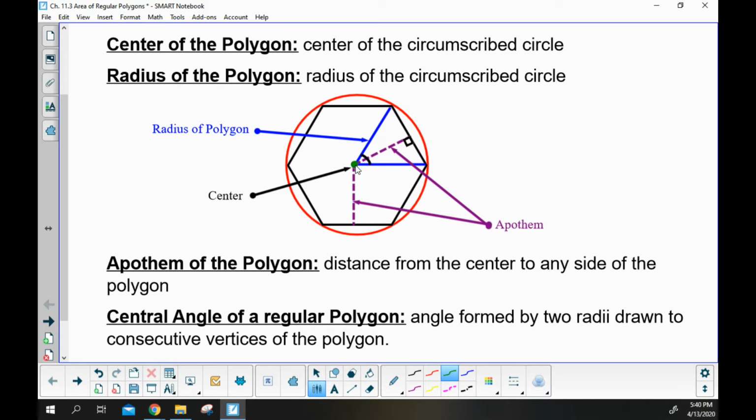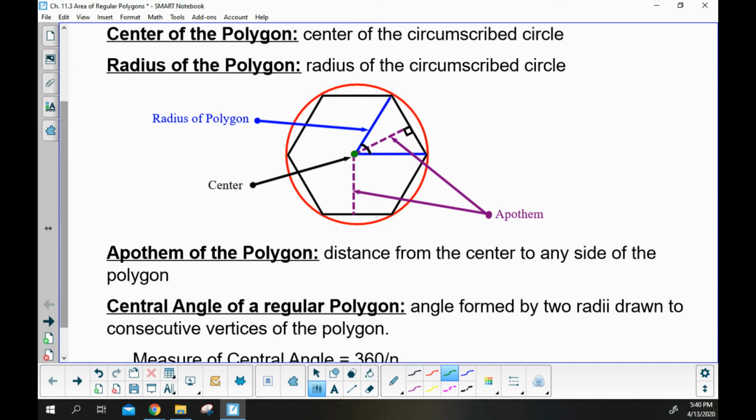Now, the new stuff that we haven't seen before, the first one is called the apothem. And that is basically a segment that goes from the center to the midpoint of any of the sides. So right here in purple, as we see, this is an apothem. And I also drew it up here between the two radii, and you'll see that it cuts that triangle, where two radii create a triangle, completely in half.